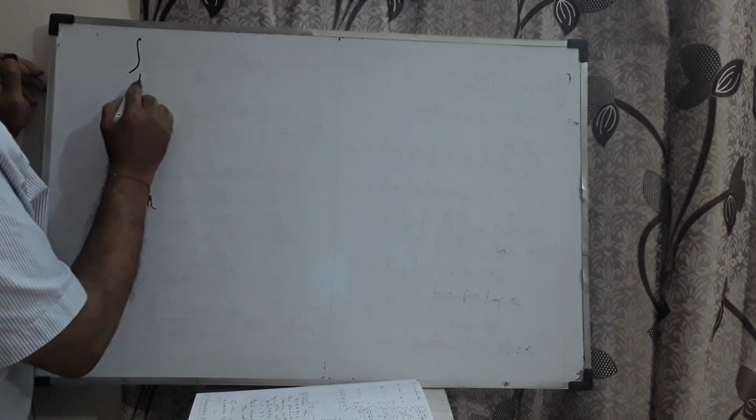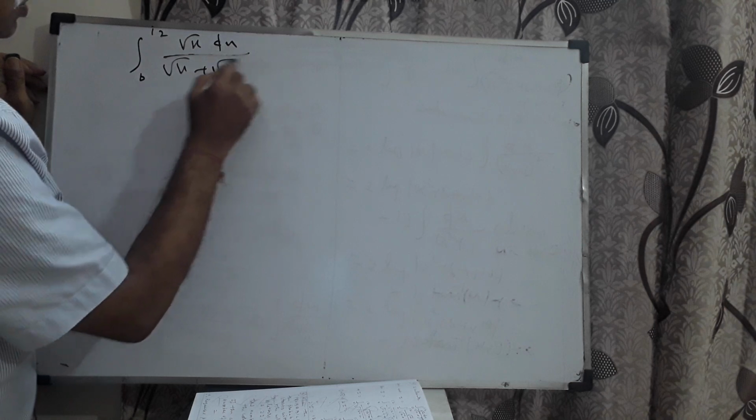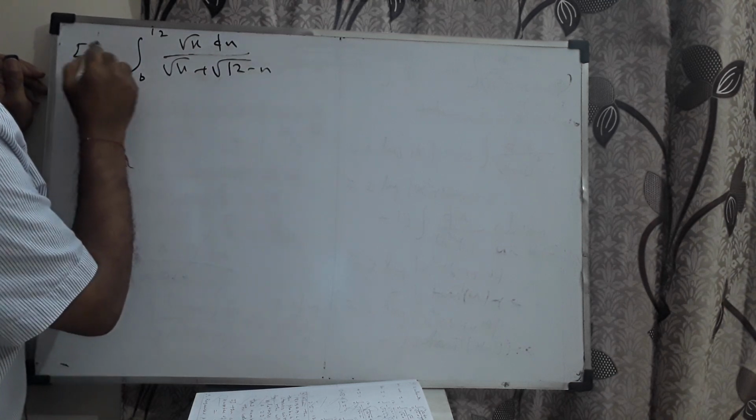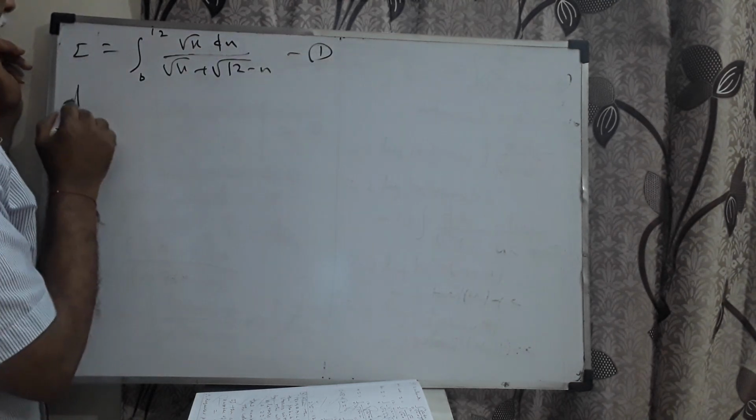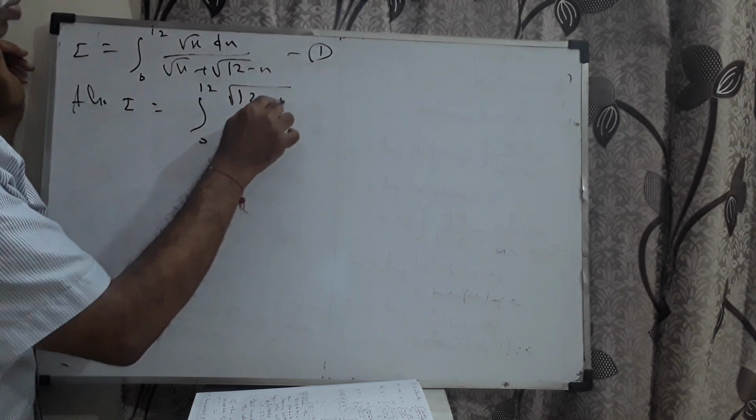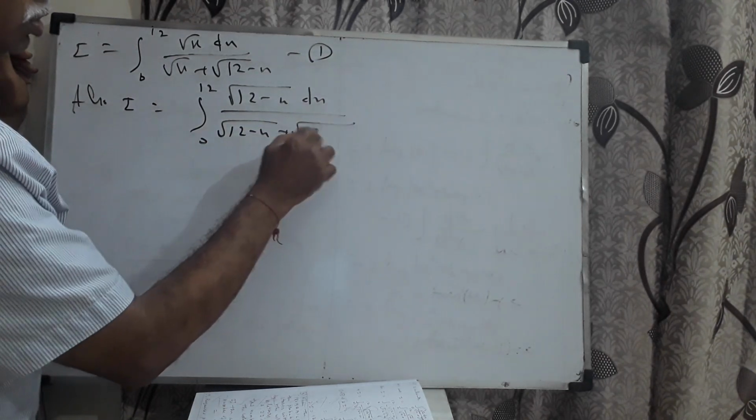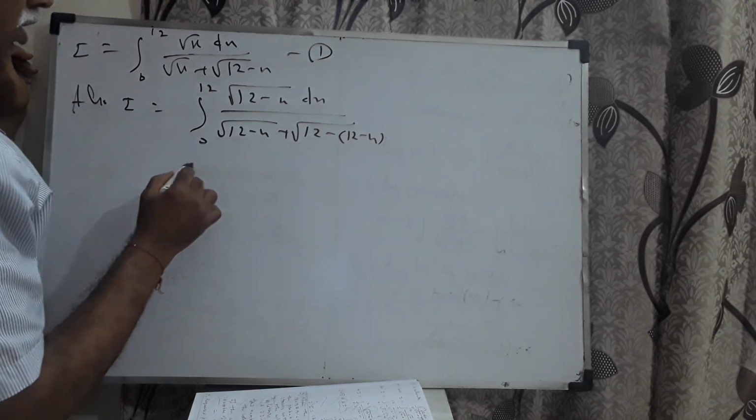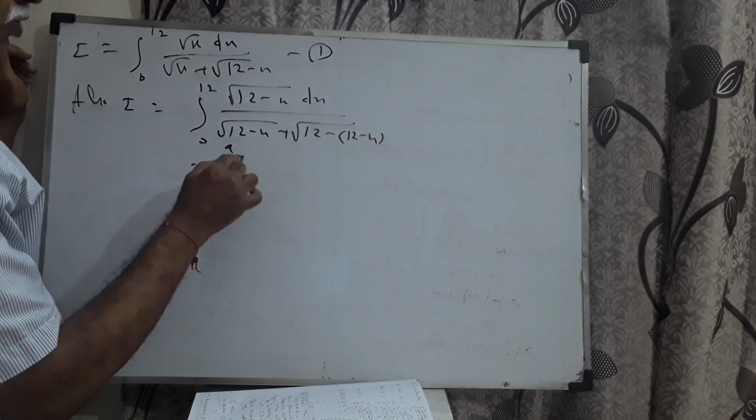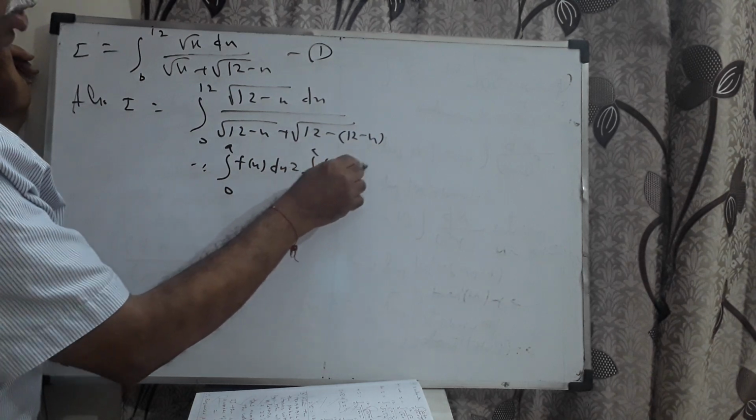Just see here. The problem goes like this. Evaluate integral 0 to 12 root x dx by root x plus root of 12 minus x. I just name it as I. Also, I is equal to integral 0 to 12 root of 12 minus x dx by root of 12 minus x plus root of 12 minus x. I'll use the application that integral 0 to a f of x dx is equal to integral 0 to a f of a minus x dx.